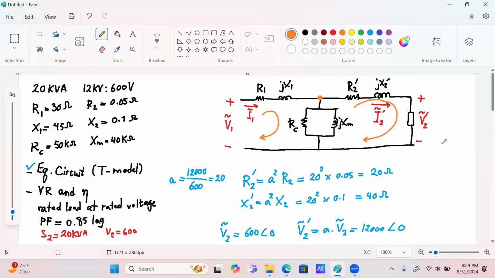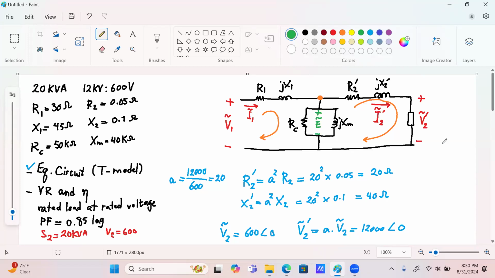So I'm going to write a KVL for the loop on the right. I have V2 prime. I know the values of R2 prime and X2 prime. I know I2 prime. By using that equation, what I can find is this voltage here, E tilde. Then I have to write the KCL in that node to find the current I1. And when I have I1 and I already have calculated E, I'm going to be able to write a KVL in the loop on the left in order to find V1. I'll show you how we do this step by step.